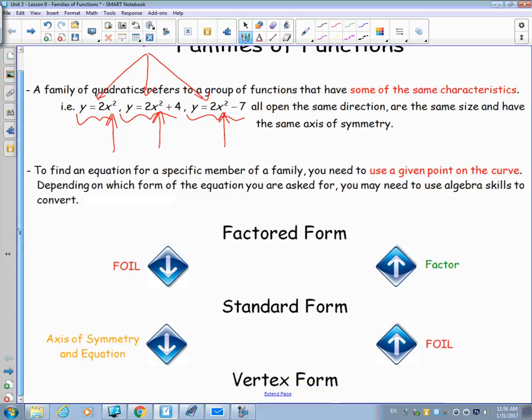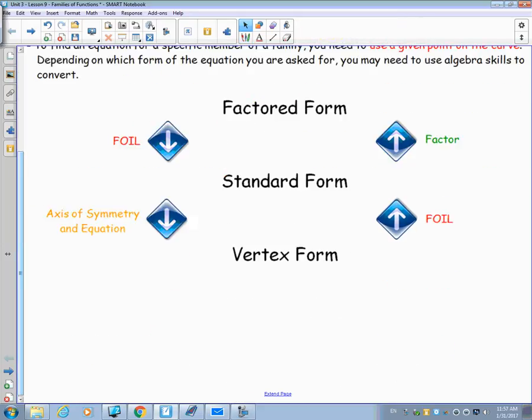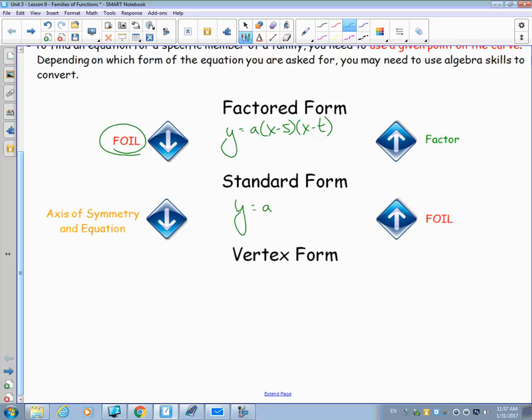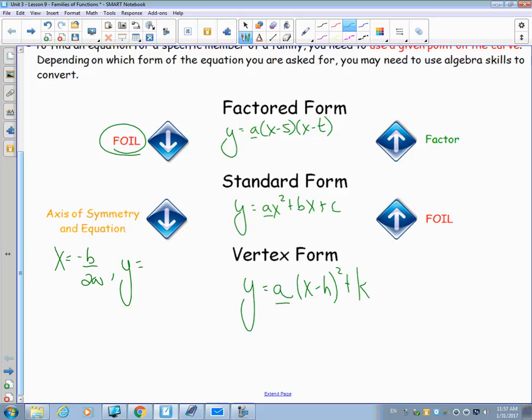So just reminders, factored form, we know that one. I'm given a bracket x minus s and x minus t. To be able to go down to standard form, we FOIL. Get rid of our brackets, we'll get ax squared plus bx plus c. To get from standard form to vertex form, we can use our axis of symmetry. That is negative b over 2a, and you can plug it back into your equation to get your vertex. The one nice thing is, in all three of these forms, the letter a stays the same. So once you know your a, you don't have to solve for it anymore.